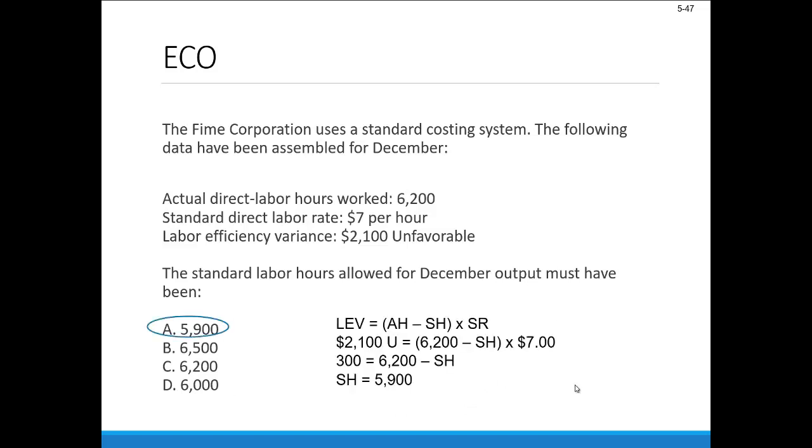So that would be A, 5,900. So we know that efficiency variance, which is 2,100 unfavorable, comes from the differences between the usage, the H's, the hours, right? Multiplied by that standard rate. So we knew the actual hours were 6,200. We don't know the standard hours, and we do know the standard rate, $7. So the $2,100 unfavorable variance would be equal to the difference between the 6,200 actual hours and the standard hours, whatever those are, times that $7 standard rate. So we'll back solve here for the standard hours, the one missing piece, and we get our 5,900 there.